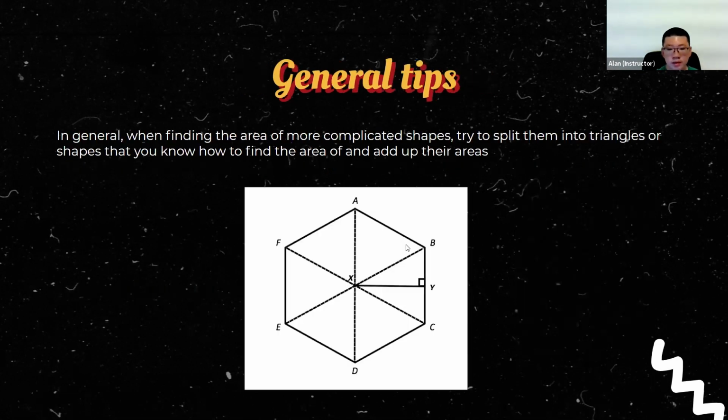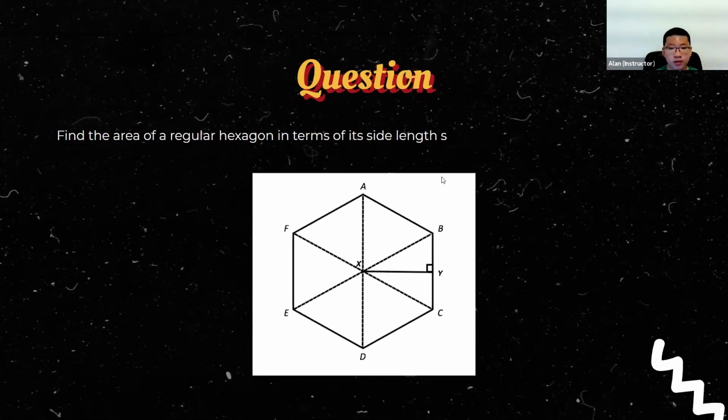And now we're going to move on to a general tip. In general, when you try to find the area of more complicated shapes, try to split them into triangles or rectangles or other shapes that you know how to find the area of, and add up their areas to find the final area. So I'll give you guys a few minutes for this question, and after that, I'll give you guys a break.